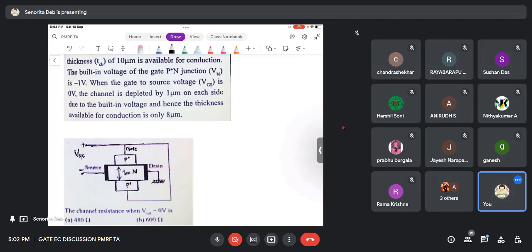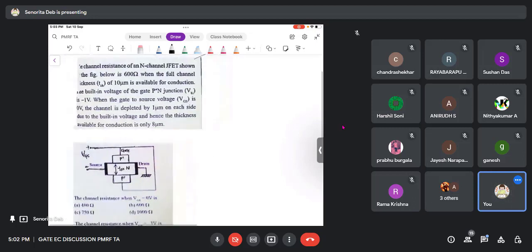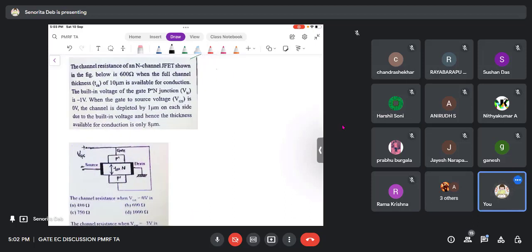They've said that the channel resistance, R channel, is 600 ohm. Okay. So this is not directly an R-on question. You can see that here you will be using the semiconductor concepts, what you normally read in the semiconductor chapter. Okay. So our channel is 600 ohms, with the full channel thickness of 10 micrometer. The built-in potential in this case is minus 1 volt. So they are saying that when VGS is 0 volt, the channel is depleted by 1 micrometer on each side.